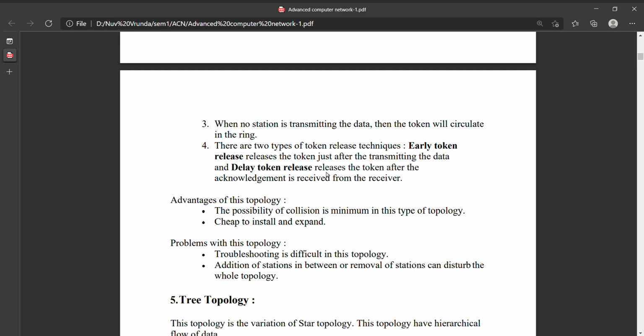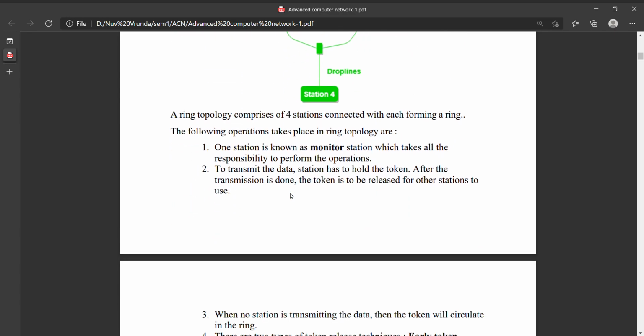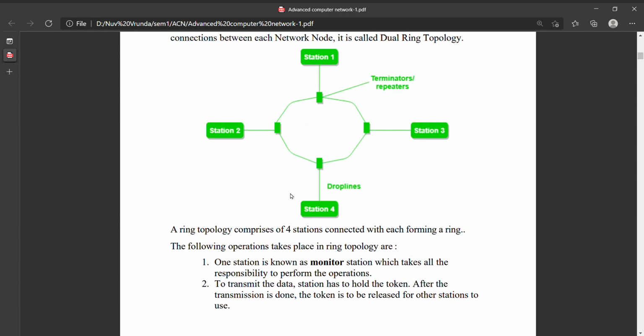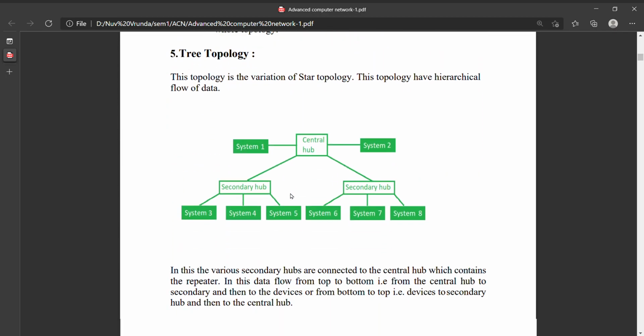If we want to add one extra station here, we have to disturb the ring which is available here. So it is difficult, after installing the system, to add another system.